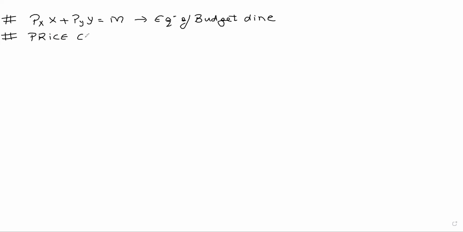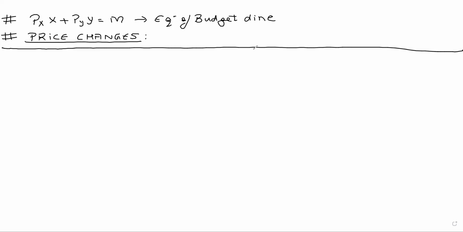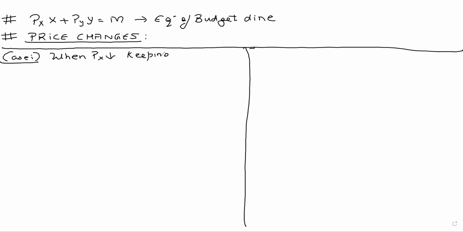The case one was income change, now we are doing price changes, and within price changes we are doing the first case. Okay, so case one, when px falls, keeping py and m constant, price of good y and income of the consumer is unchanged, and price of good x falls. Okay, so py and m are constant and px is falling.